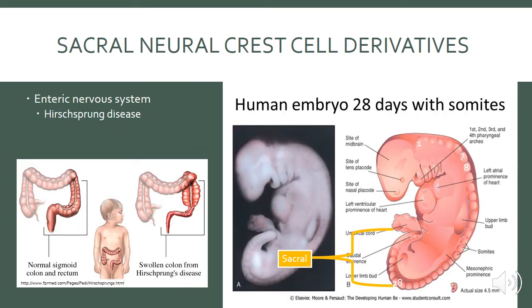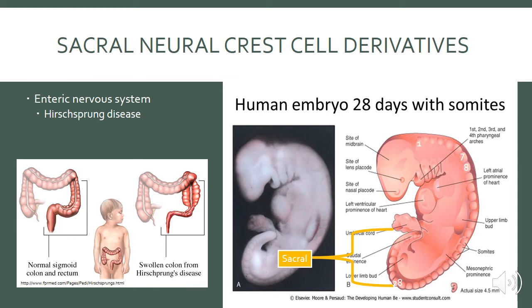Okay, sacral neural crest cell derivatives. These mostly go to the enteric or the gut nervous system, but very important. So some of you may have heard of Hirschsprung disease. Hirschsprung disease is caused by a failure of neural crest cells to innervate the colon, either all of it or, you hope, if it happens to you, a part of it.